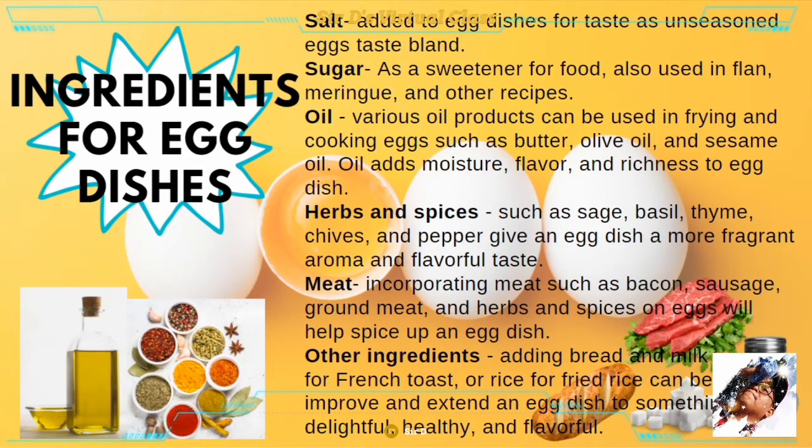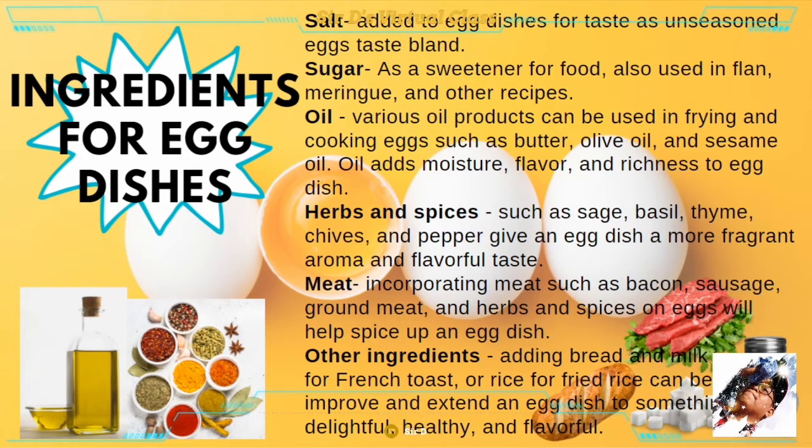Oil. Various oil products are used in frying, cooking eggs, such as butter, olive oil, sesame oil, and oil adds moisture, flavor, and richness to the egg dish. We also have herbs and spices. As an example, we have sage, basil, thyme, chives, and pepper. All of this gives the egg dish a more fragrant, more tangy taste.